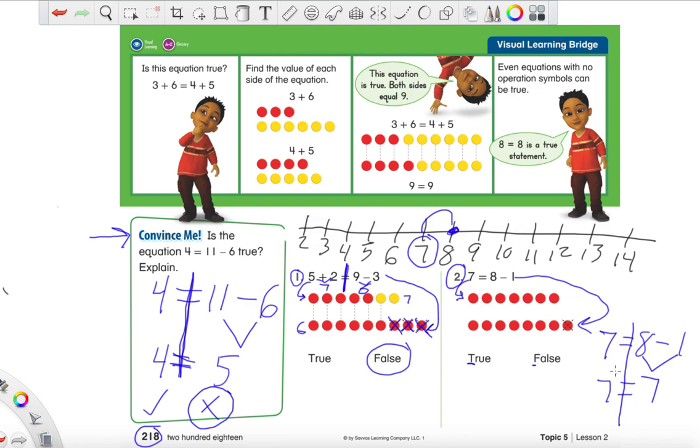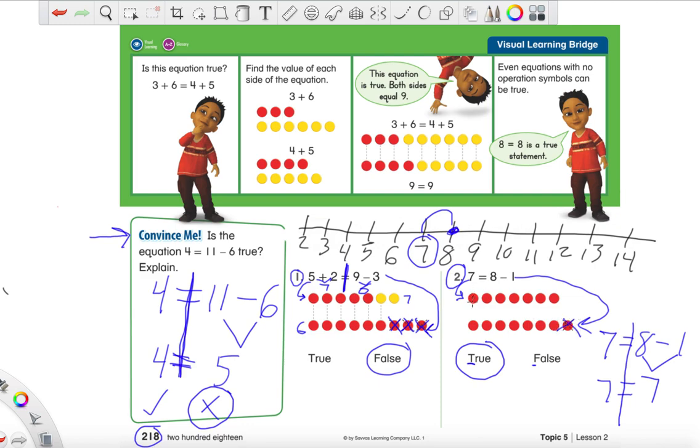So, is 7 the same as 7? Well, yeah, it's the same exact number. So, of course, we would circle true. If you use the picture, you can see that there's 7 up top. At the bottom, you have 8, and then they crossed out 1.